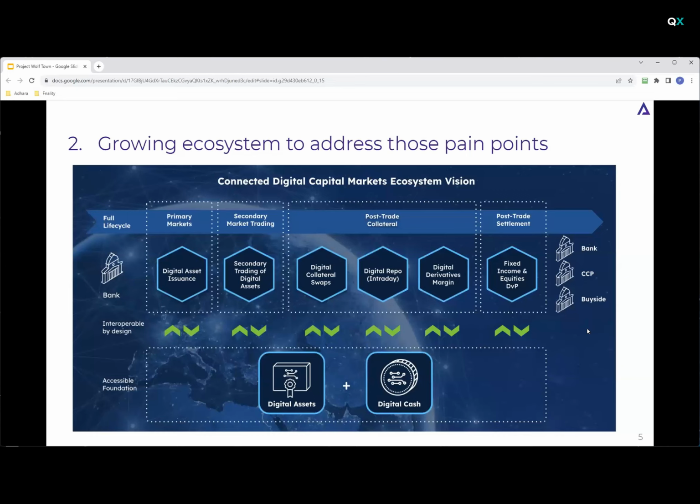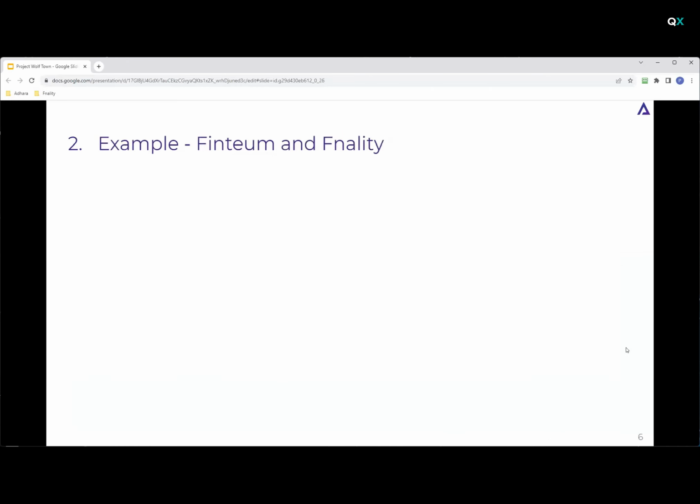And they're built from the ground up to be interoperable. So there's this interoperable by design layer in the middle here. So there's digital cash, things like Finality or some of the other CBDCs that we're seeing, or bank deposit tokens like JP Morgan or Citi announced recently, or digital assets. And there are a number of those platforms out. They can interop together and enable things like intraday repos, digital collateral swaps, intraday FX swaps, etc. So really starting to enable and address this pain point of intraday liquidity management.